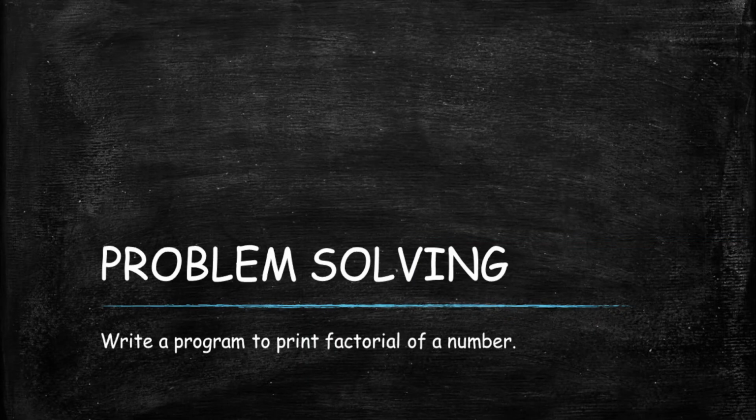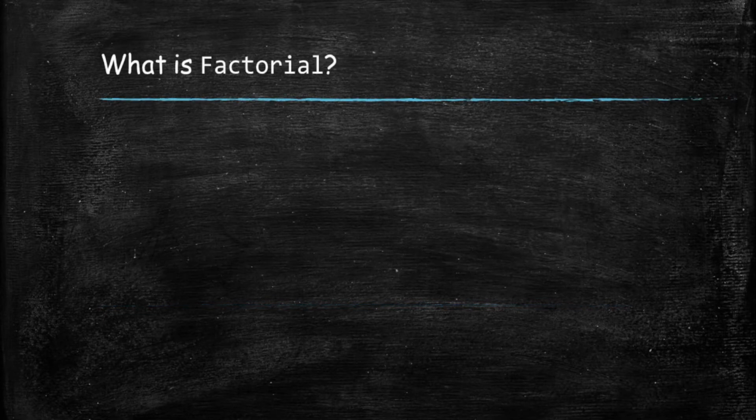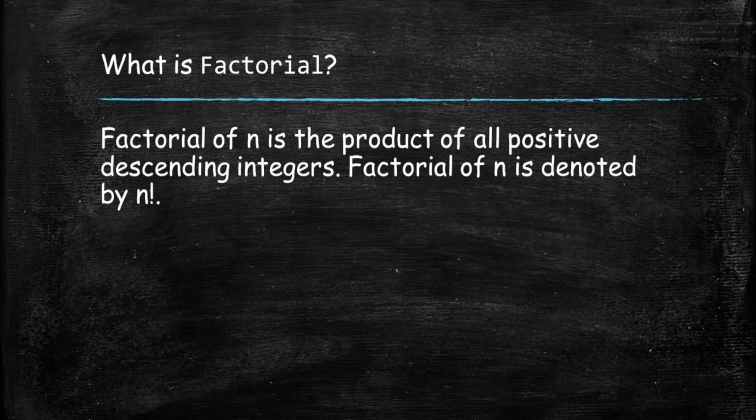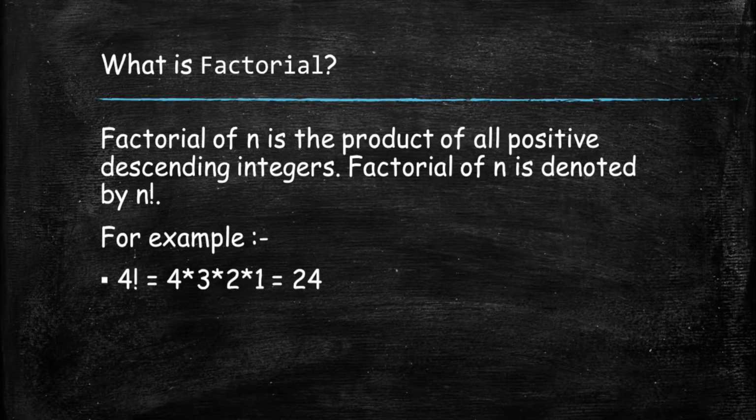In this video, I will write a program to print the factorial of a number. So what is factorial? The factorial of n is the product of all positive descending integers. Factorial of n is denoted by n!. For example, the factorial of 4 is 24. Like 4 times 3 is 12, 12 times 2 is 24, 24 times 1 is 24. So this is the factorial of 4.